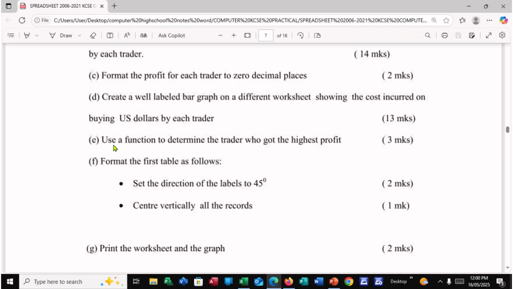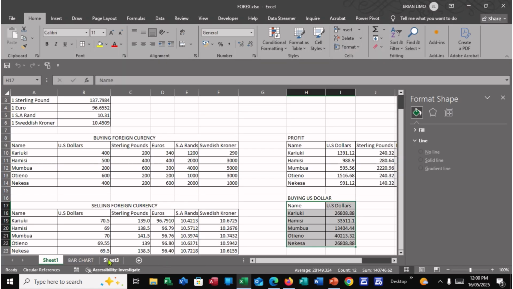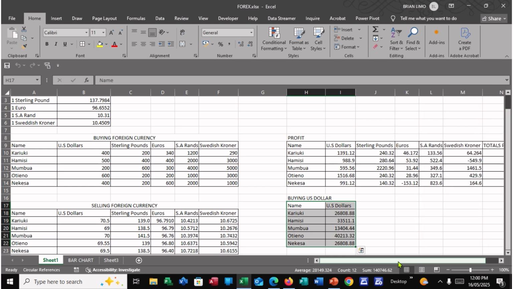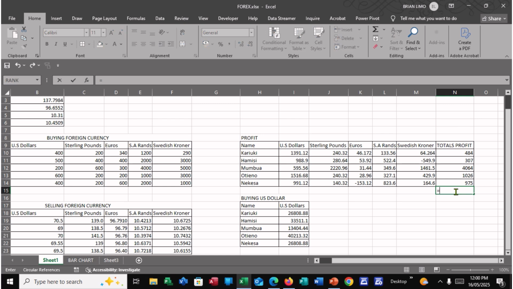Format, we have done that. Use a function to determine the trader who got the highest profit. So you are supposed to use a function to determine the trader who got the highest profit. So it's equal to max. Using the function max, I select this one, open a bracket, select this one, close, enter. Then we'll see our max. The one who had 40.64 is Mamboa. Very simple.